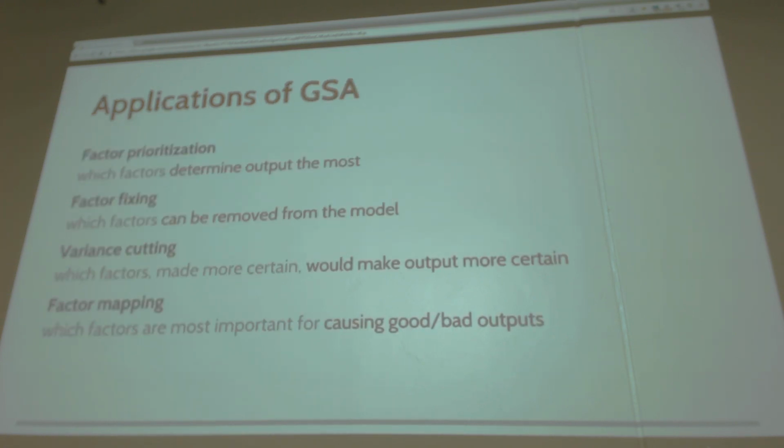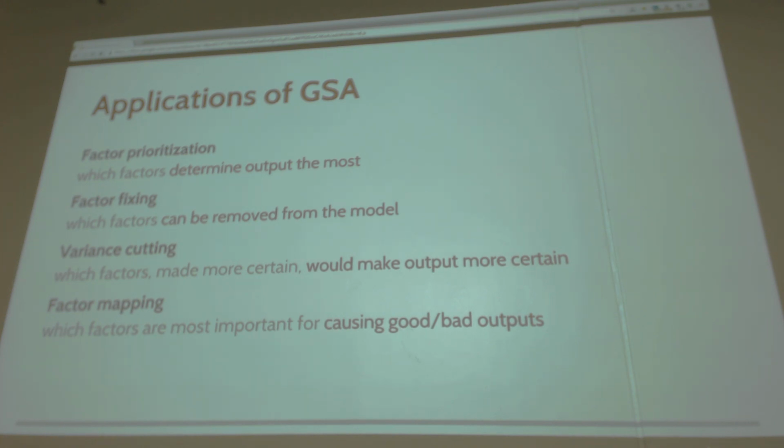There is a bunch of applications, there's a bunch of classes of problems that look something like what we just talked about. So one is called factor prioritization. It's when we have a model of a lot of factors and we try to determine which factors are the most important in determining the output. This probably means that we can approximate the model by looking at just those factors. And this also means that if we would like to make the output of the model more certain, then these are the factors we should be making more certain.